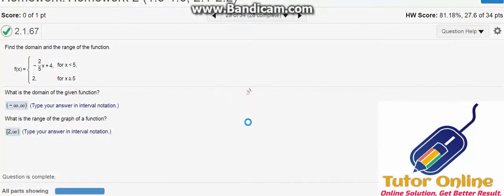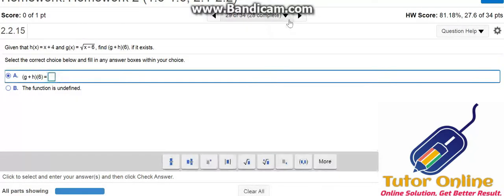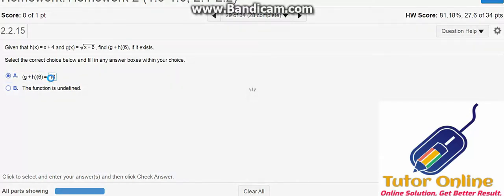Yes, that was right. Yeah, that h is this, and g plus h of 6 if it exists. So let's go and find. Let's try, the g plus h of 6 will be 10. I think. Let's try it.